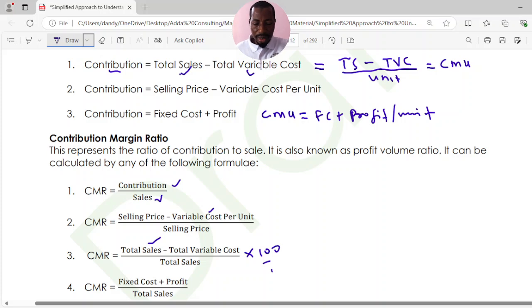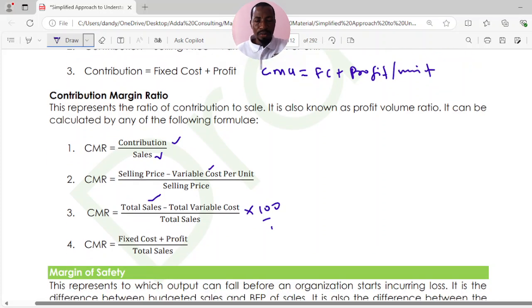Multiply everything by 100%. If in the question there is no selling price, no sales, and no variable cost, but what you have is just profit as well as the fixed cost, therefore the contribution margin ratio is fixed cost plus profit divided by sales value. Of course, sales will be available, but you don't have variable cost, you don't have contribution. What you have is the fixed cost, the profit, and the sales value. Then this is the formula to use to calculate the contribution margin ratio.